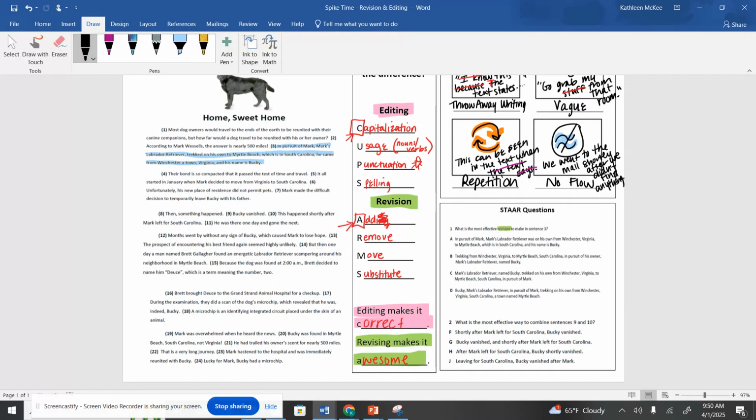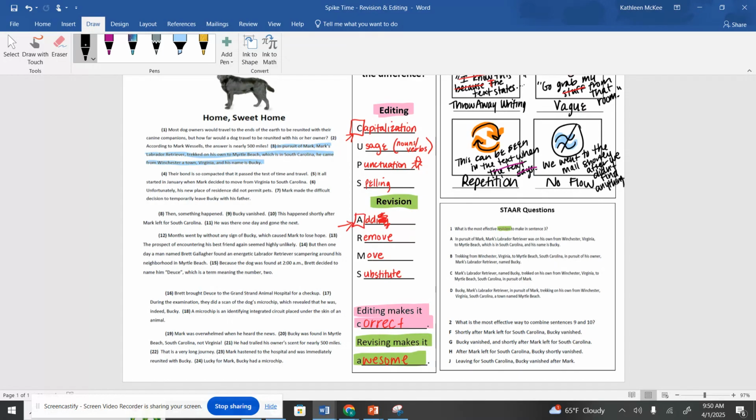It says, in pursuit of Mark, Mark's Labrador Retriever trekked on his own to Myrtle Beach, which is in South Carolina. He came from Winchester, a town, Virginia, and his name is Bucky. Whoever is running the Spike Time video, I'd like you to pause it, and I want you to try to come up with 2 dead giveaways that you notice in that sentence. What are 2 things that are wrong with it?